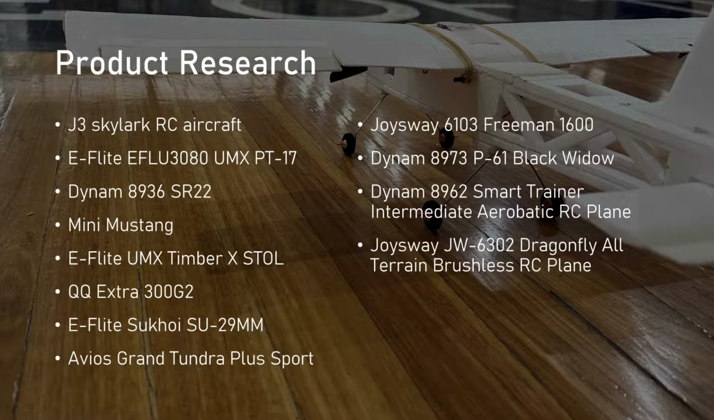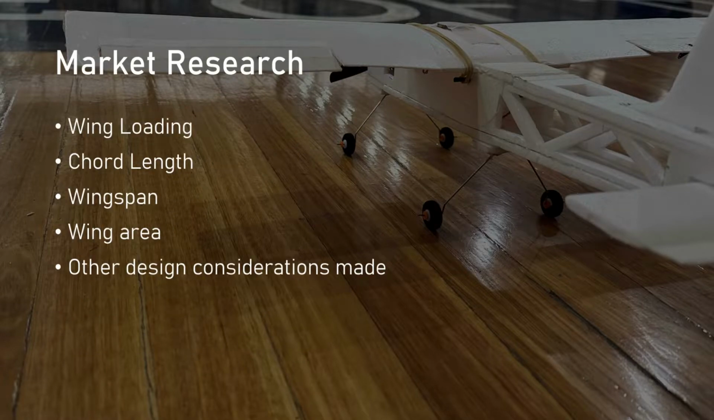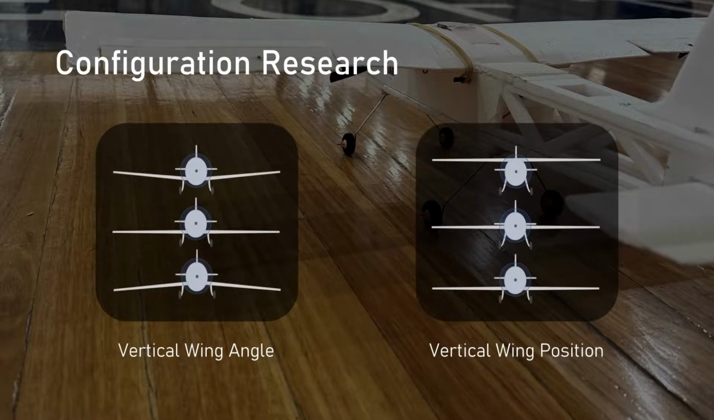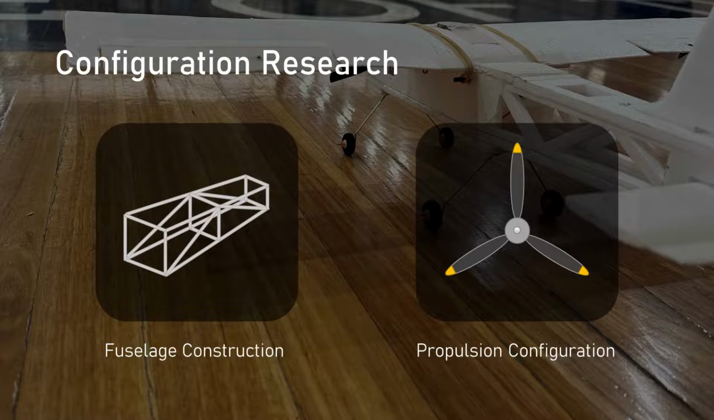The research that was completed helps inform our conceptual design. First, we investigate similar products already in the market in order to give us some perspective on what wing loading, chord length, and wingspan may be appropriate for our purpose. Research of components was then conducted to highlight the best configuration for our plane. Empennage style, landing gear type, wing plan form, vertical wing angle, vertical wing position, fuselage construction and propulsion configuration were all aspects that were considered along with our airfoil selection.